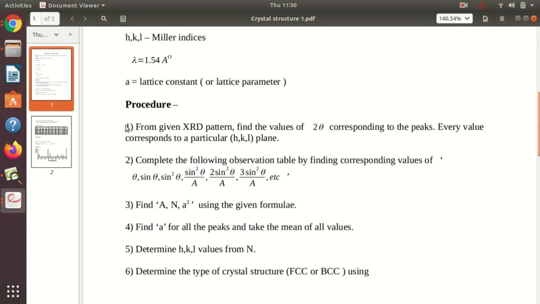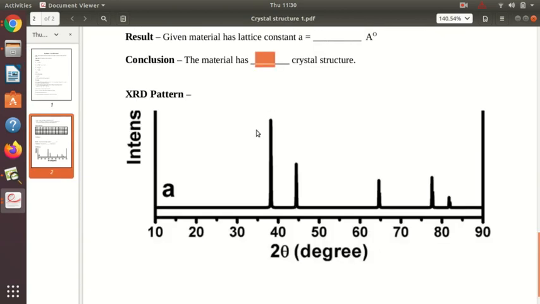Now we have the procedure. From the given XRD pattern, we have to find out the values of 2 theta corresponding to the peaks. So we will first find out the peaks. You can see here is one peak, here is another peak, here is another peak. So 1, 2, 3, 4, 5. So these are the 5 peaks I am getting, right? These are the 2 theta values. So I will find out the corresponding 2 theta values from this.